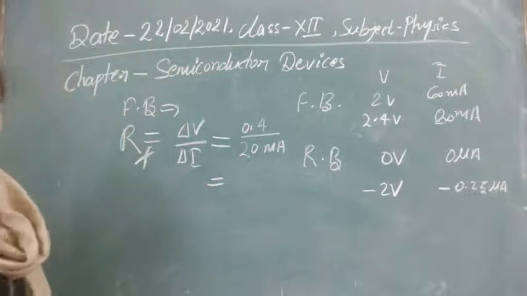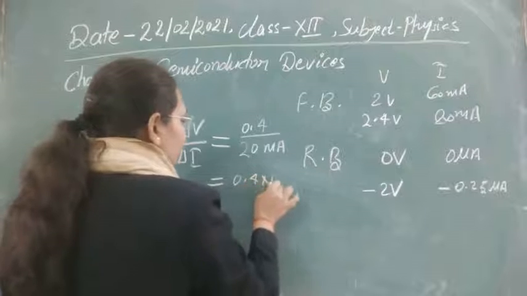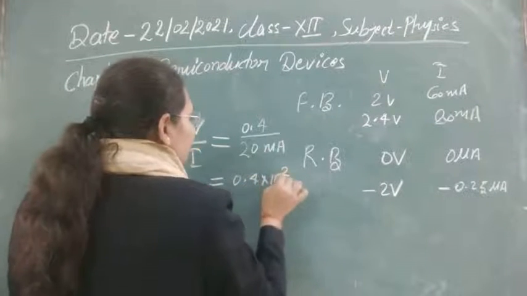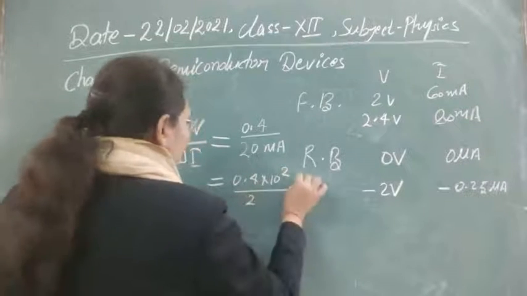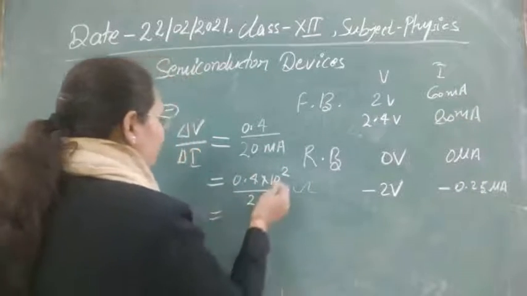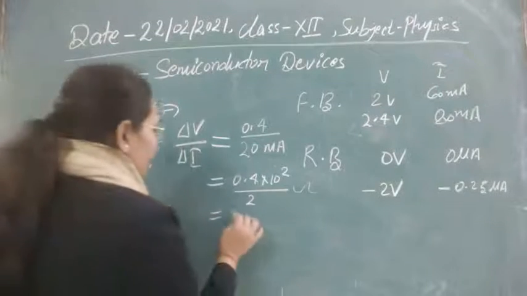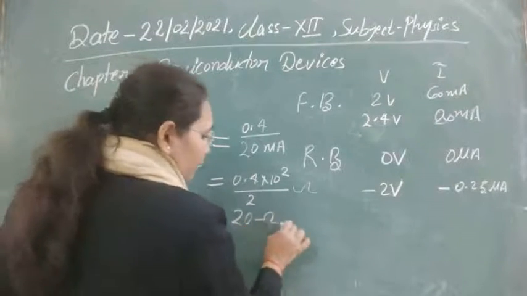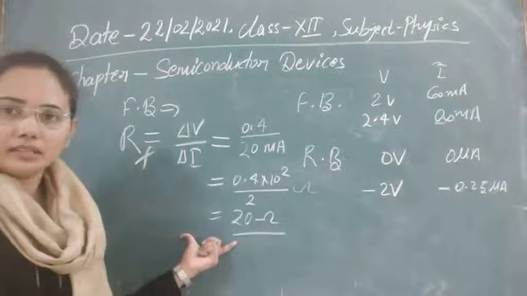And again, if we solve it, this will be equal to 0.4 into 10 to the power 2 upon 2 ohm here. Or if you solve it again, this will be 40 and overall this will be 20 ohm after solution. Clear? So this is the forward resistance.